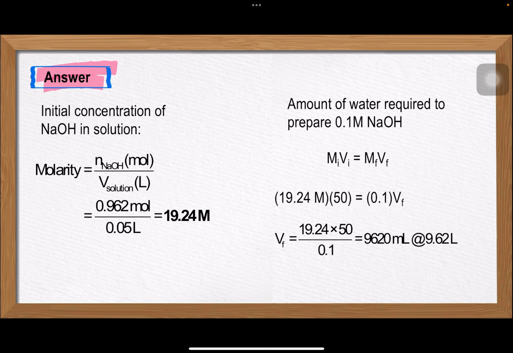Amount of water required to prepare 0.1 molar. So we can answer in this question in liter or in milliliter, either one, because the question does not state what unit you need to use. So you can let it in milliliter. 9620 milliliter is okay, no need to change to liter.